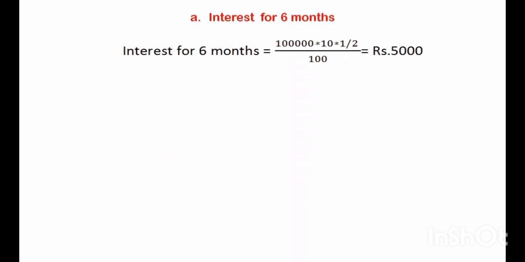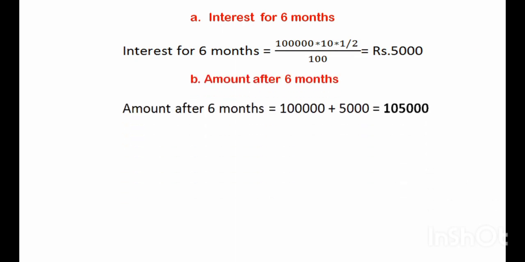Interest for 6 months. Yes, here see my dear students, here you will get half. After solving, you will get an answer 5,000, which is the trickiest part here. Other than that, everything is simple, guys. After that, what is the amount after 6 months? You have to add them. Here you will get an answer 1,05,000.